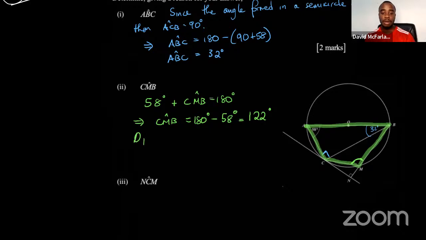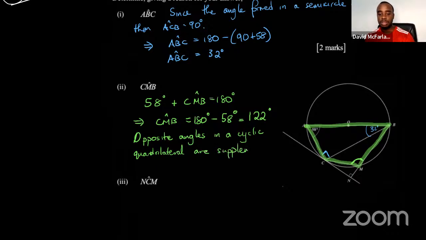Why? Opposite angles in a cyclic quadrilateral are supplementary. All right. So that's how we figured that one out. So we look at what CMB is a part of, and we use that to help us to solve.